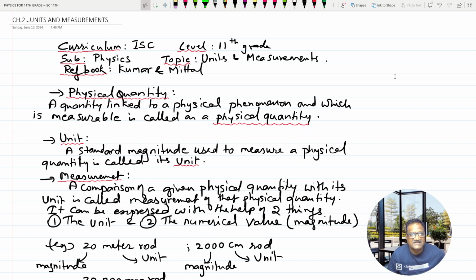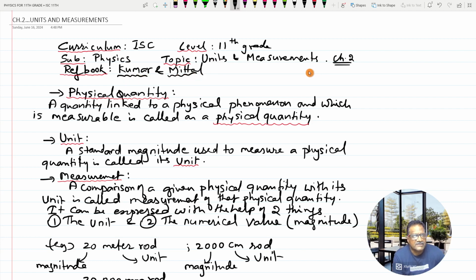And in today's session, we are going to deal with the ISC curriculum, and the 11th grade is the level, and the subject is still physics, and the topic is units and measurement. Okay, now this is chapter number 2 from the book that I refer to, and the book that I refer to is the book by Kumar and Mittal.